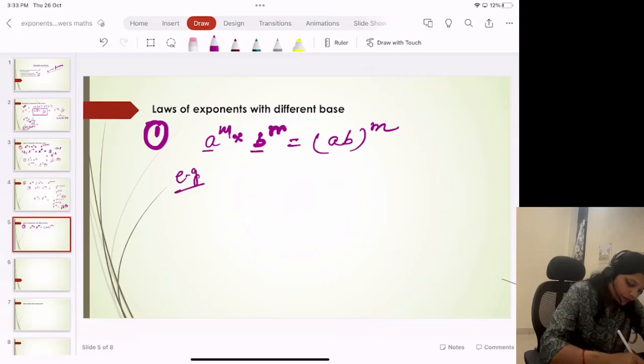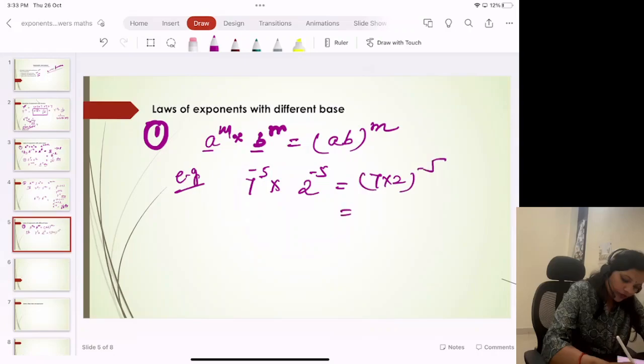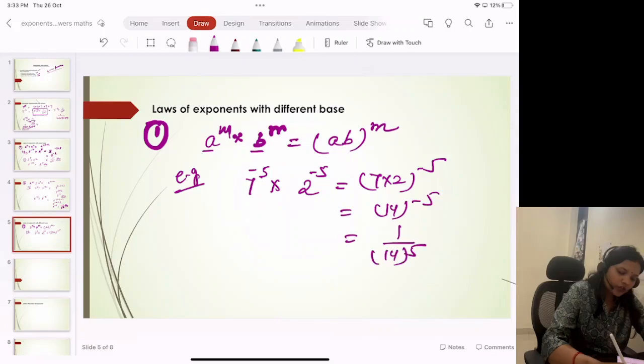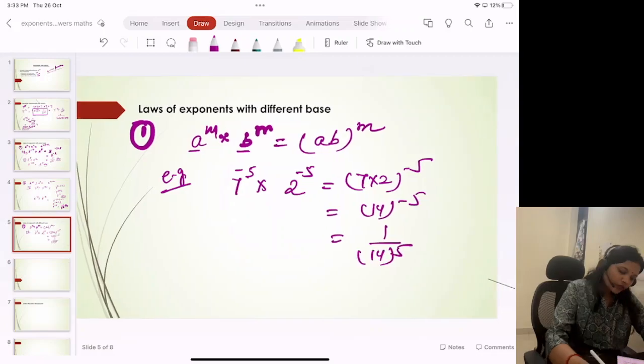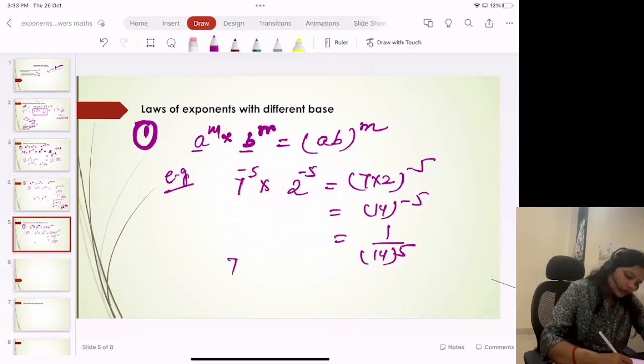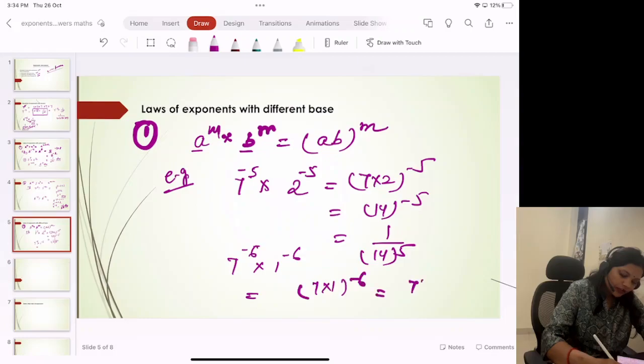Example, 7 to the power 5, 2 to the power minus 5. 7 into 2 to the power minus 5 becomes 14 to the power minus 5. It is 1 upon 14 to the power 5. Clear? If I say 7 to the power minus 6, 1 to the power minus 6, 7 into 1 to the power minus 6, 7 to the power minus 6, it will go in the denominator, it will come positive. This is your answer.